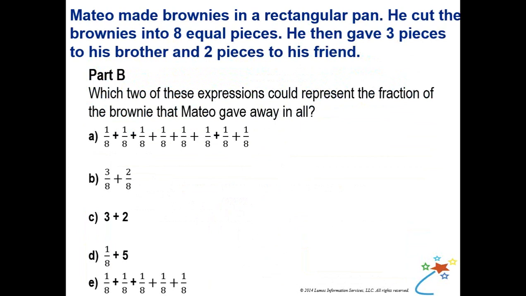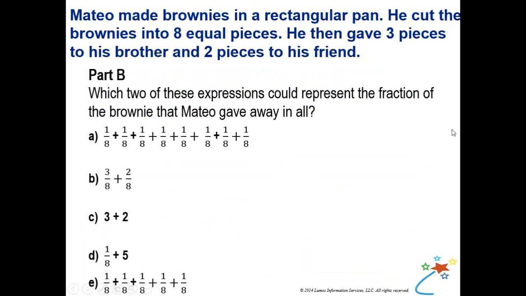If we look at letter A, it has 1 8 plus 1 8 plus 1 8 plus 1 8 plus 1 8 plus 1 8 plus 1 8 plus 1 8. We have 8 of those altogether, which would give me 8 over 8, which is the whole pan of brownies. And Mateo did not give away the whole pan of brownies, so we know that letter A is out.